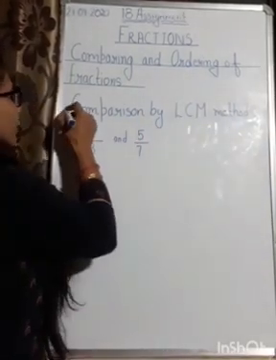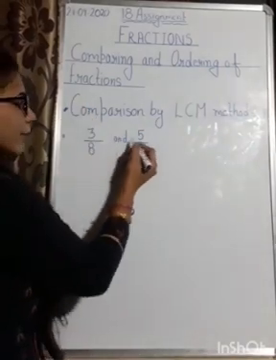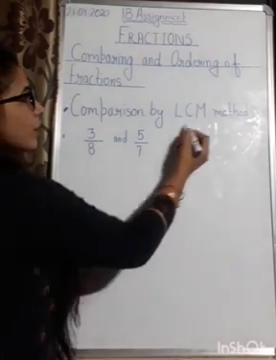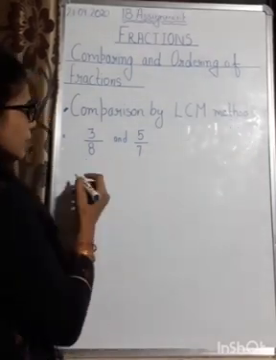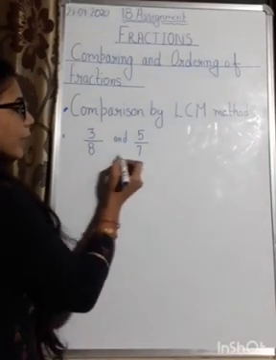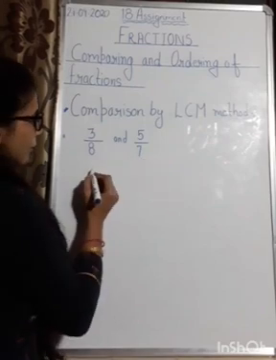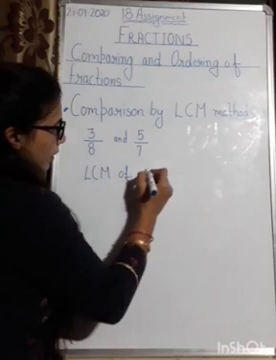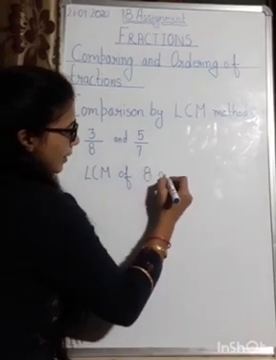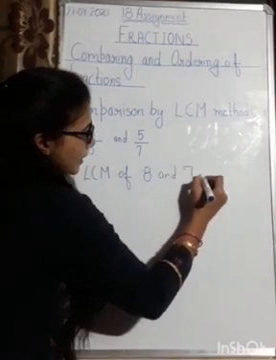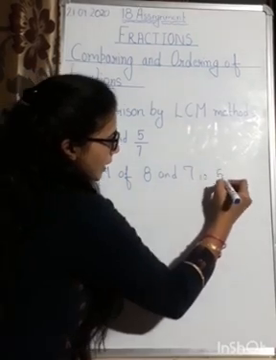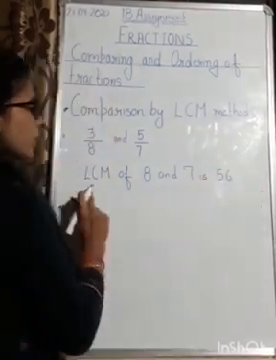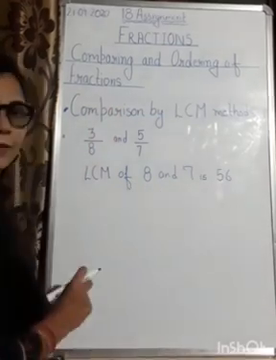Here they have given you two fractions, that is 3 by 8 and 5 by 7, and you have to compare them by using the LCM method. So what is the first step? First step is to find out the LCM of 8 and 7. So you will write the LCM of 8 and 7 is 56. You have to find the LCM by yourself. Okay, so the LCM of 8 and 7 is 56.